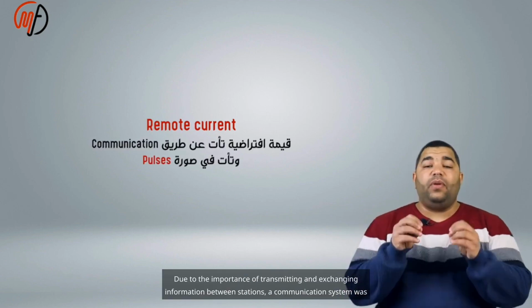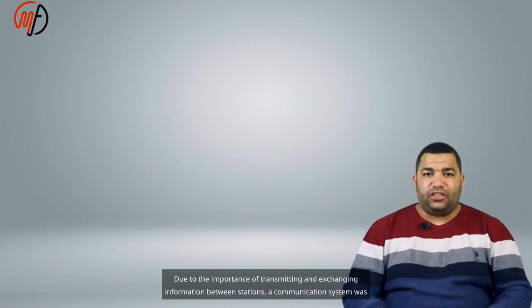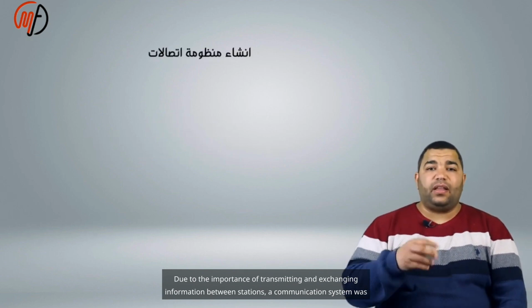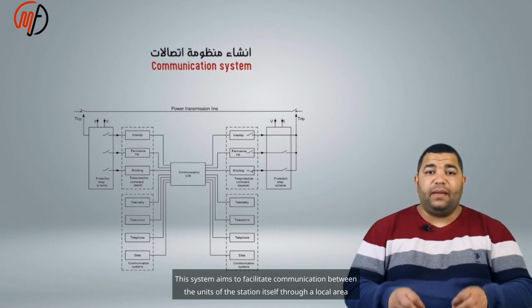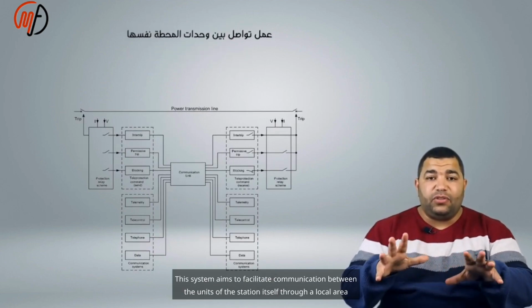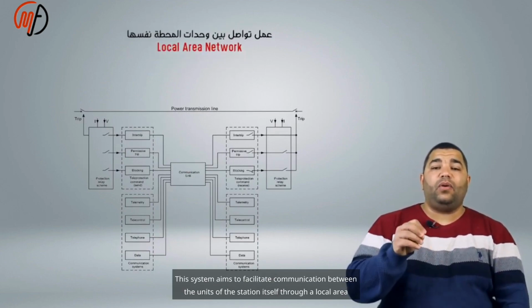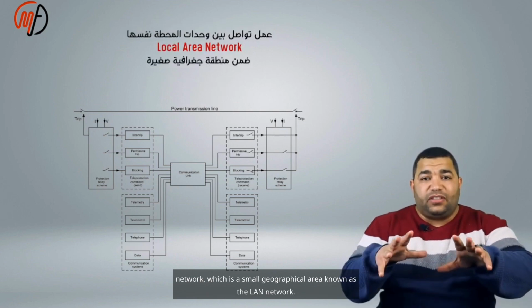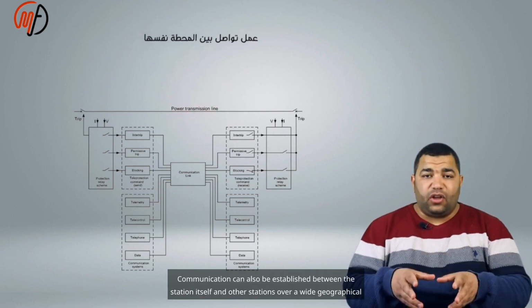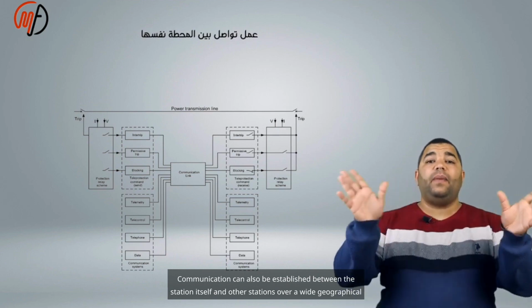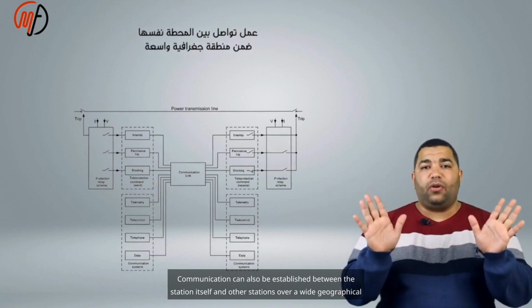Due to the importance of transmitting and exchanging information between stations, a communication system was established within each station. This system aims to facilitate communication between the units of the station itself through a local area network, which is a small geographical area known as the LAN network. Communication can also be established between the station itself and other stations over a wide geographical area.